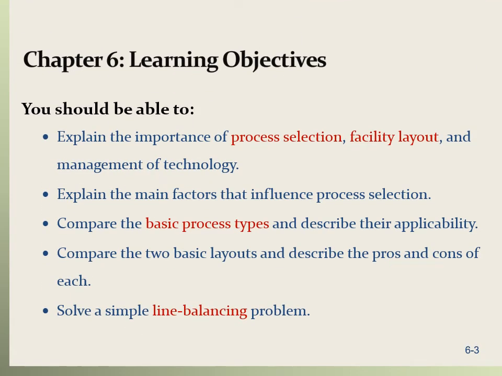These are the learning objectives for this chapter. By the end of this chapter, you will learn about process selection and facility layout and their importance. You will also learn about the main factors that influence process selection. You will be able to compare the basic process types and describe their capability. And you will learn about different processes and facility layouts and their pros and cons, so you can compare the two basic layouts and describe the pros and cons of each of them. And by the end of this chapter, you will be able to solve a simple line balancing problem.